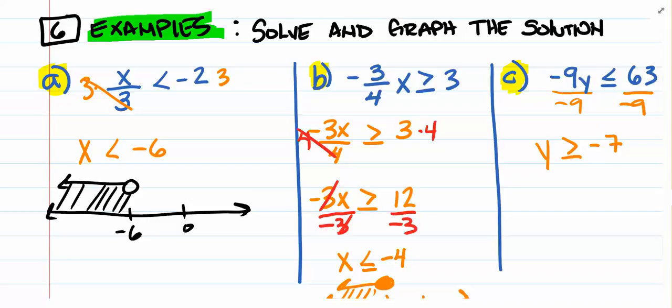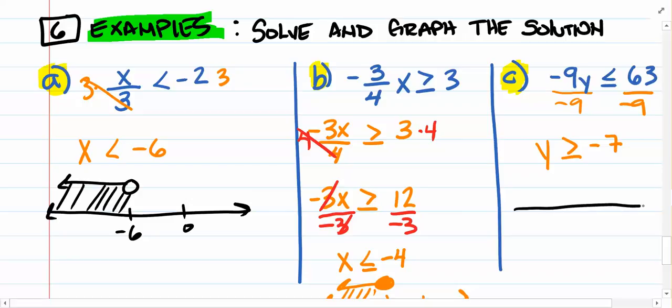I then graph the solution set on the number line. I put 0. I put negative 7 to the left of 0. I put a closed dot because it is greater than or equal to, and I shade to the right.